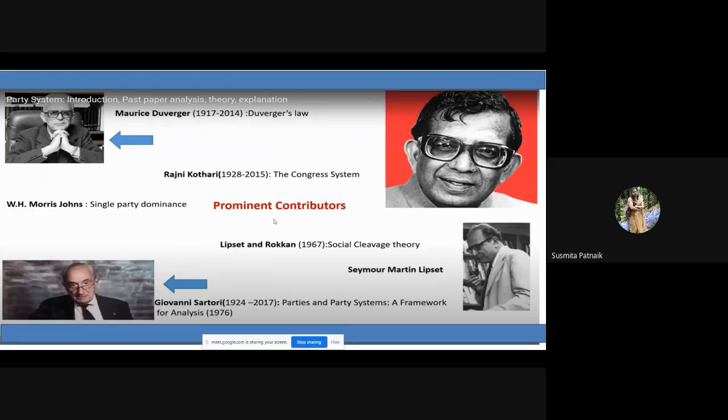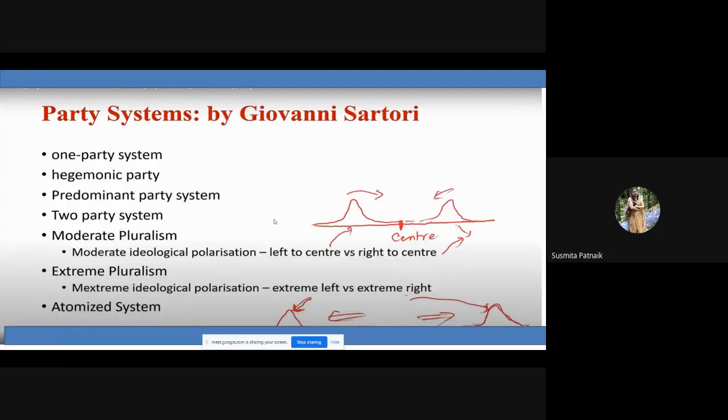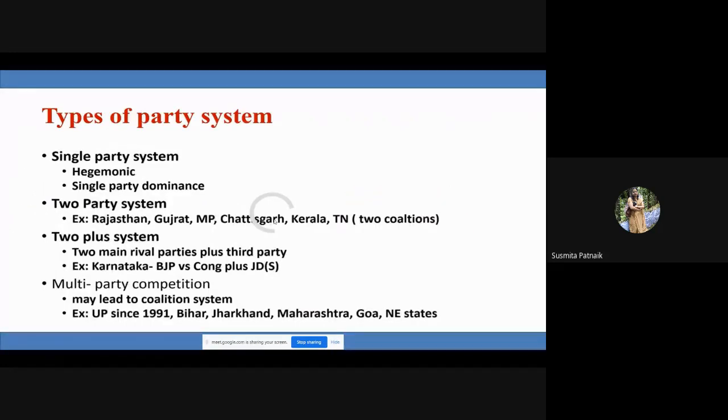Okay, what do you mean by a political party? People having different interests, whose main aim is to capture the seat in the center, that is called a political party. So we have different types of party systems: single party, two plus system, multi party systems. There are different party systems.